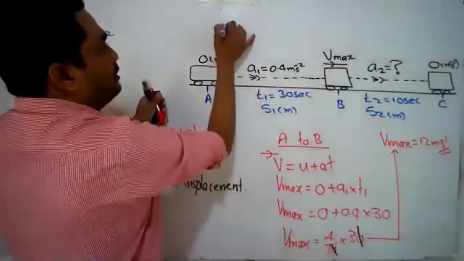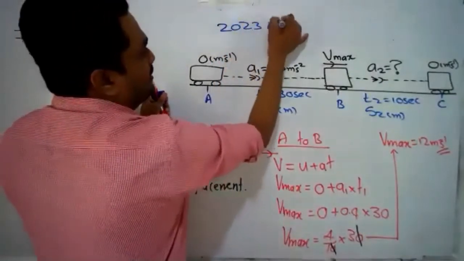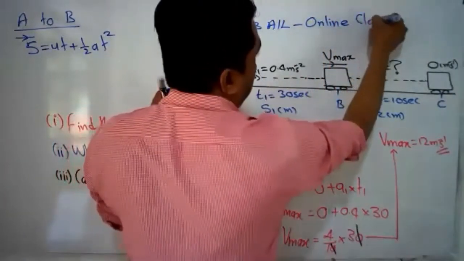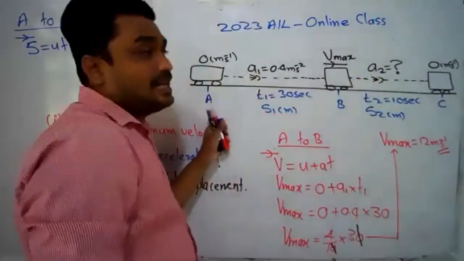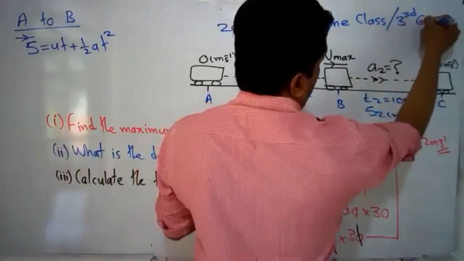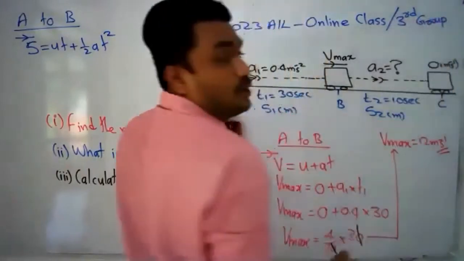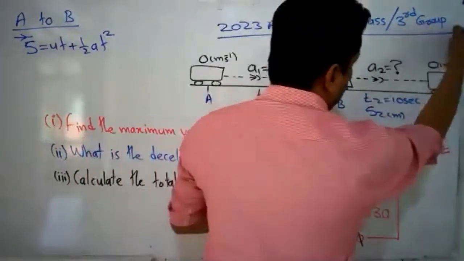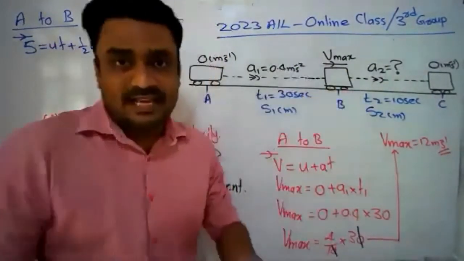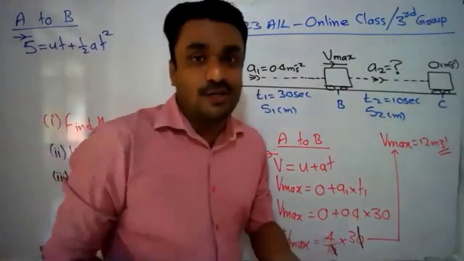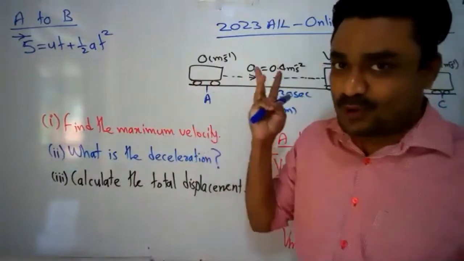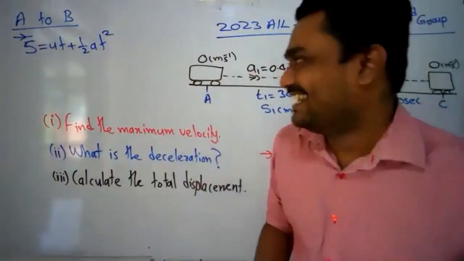So this is actually a 2023 AL class. Yes, this is an online class, and this is our third group. Because I was not able to gather all the students on the same day, this is the third group. It means there are 3 classes, and the other thing is, don't join all 3 classes, right? Then I can't manage. You should join only group 1 or group 2 or group 3, not all the groups.